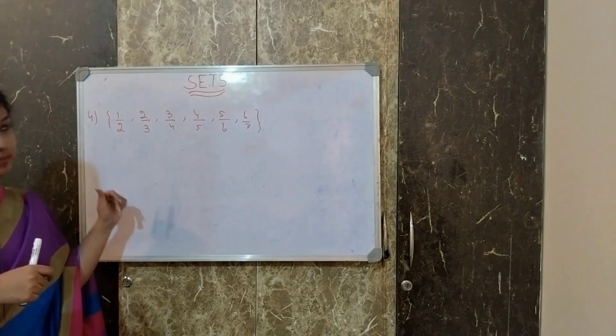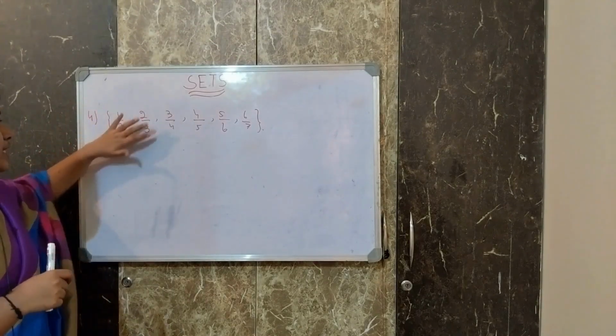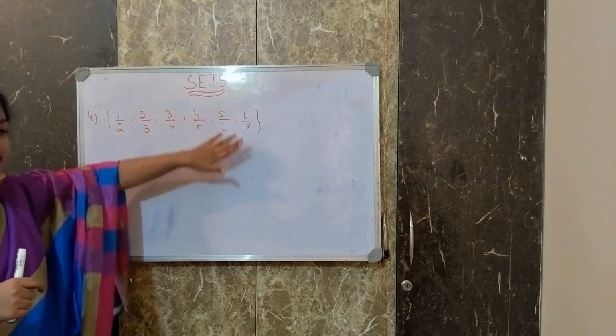In the fourth example, it is given 1 by 2, 2 by 3, 3 by 4, 4 by 5, 5 by 6 and 6 by 7.